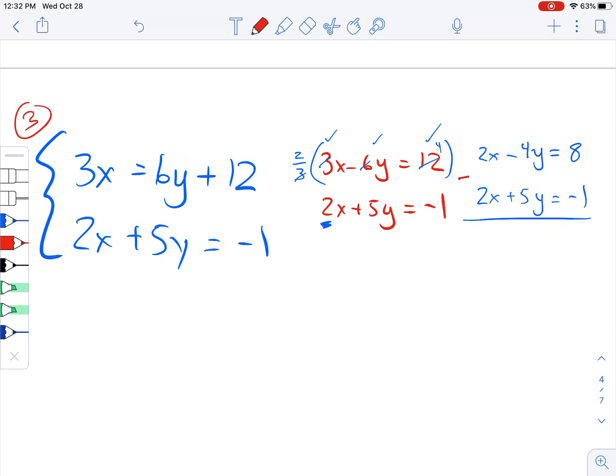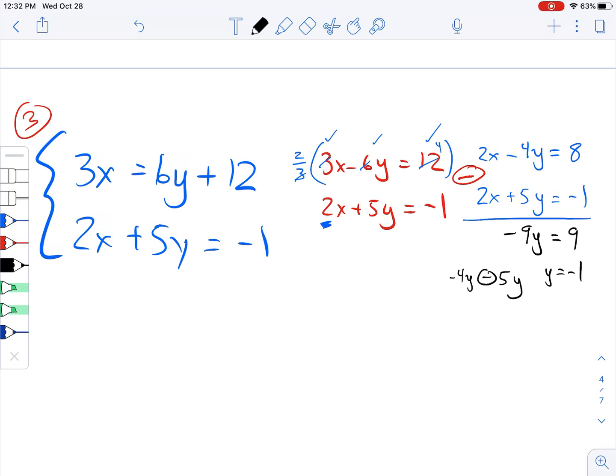So now I would have to subtract to eliminate my 2x's. So be careful, negative 4y minus a 5y, that'll give me a negative 9y. 8 minus a negative 1 will give me a 9. So y is going to be equal to negative 1. Any of those approaches should lead you to the correct answer.